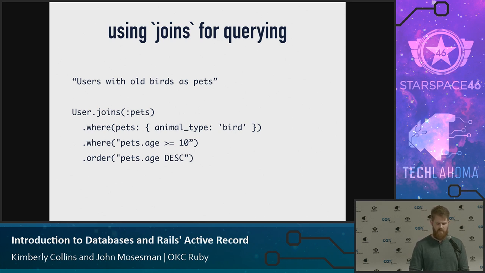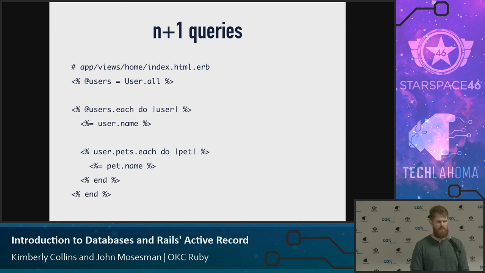Now, there's a common problem with Active Record queries, or just ORM queries in general, and it's called the N+1 problem. It's very easy to fix, but it's also something you have to watch out for. So let's take this example view. I have all the users in my database, and I want to display all the users and all their pets at the same time. So I do User.all. I'm going to iterate over all the users, put their name on the page, and then iterate over their pets and put their pet name on the page.